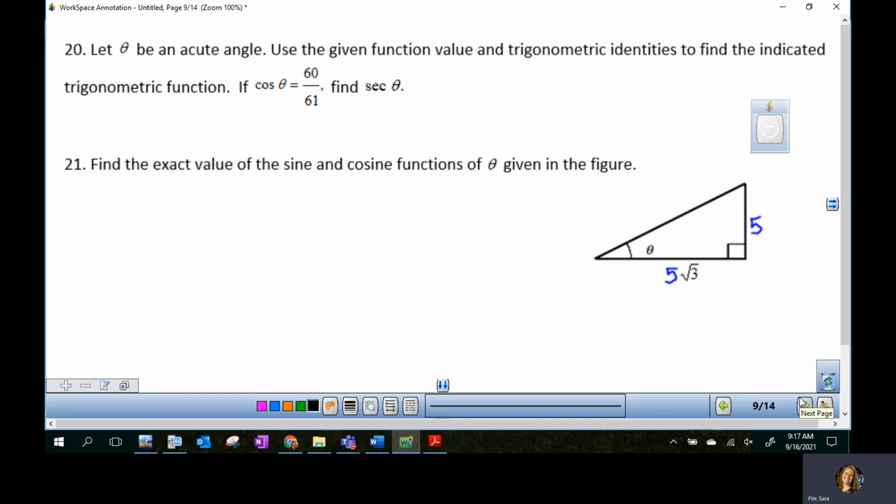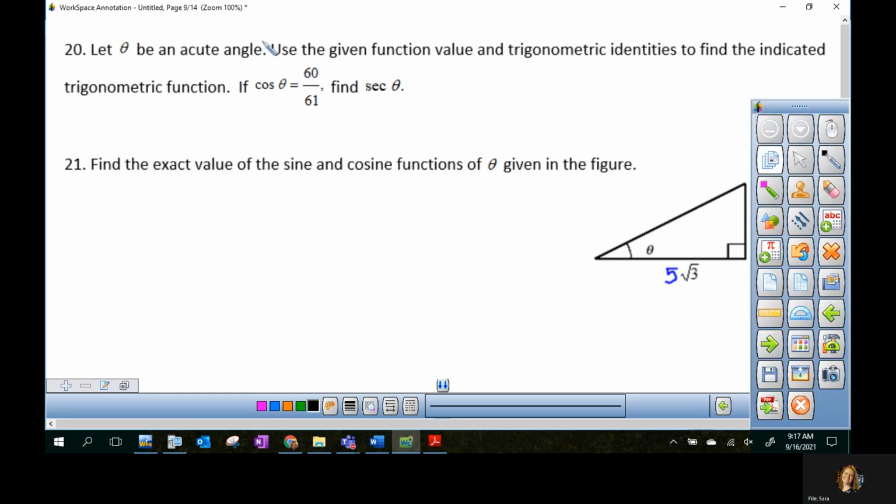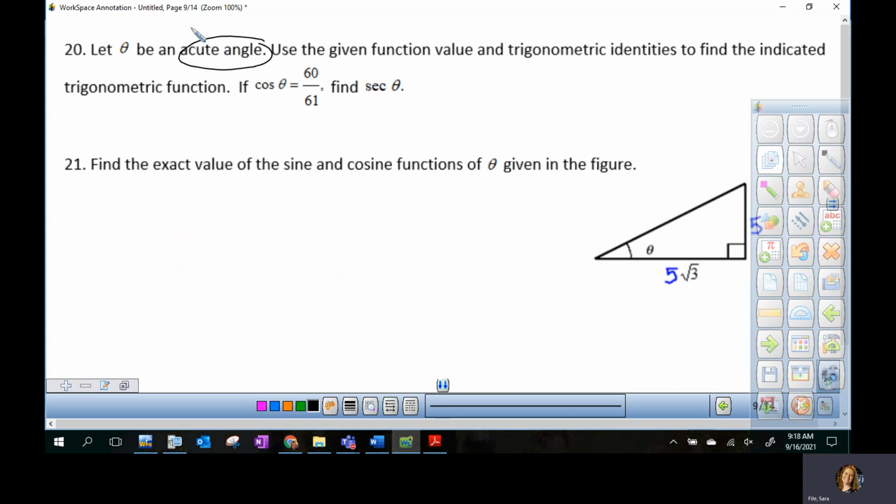All right, 20, another one that says let theta be an acute angle. Where does an acute angle reside? What quadrant? What's acute mean? Less than 90. What quadrant is that? Quadrant 1. So telling you it's an acute angle, there was another problem earlier that told you it was an acute angle. That's telling you that it's quadrant 1.